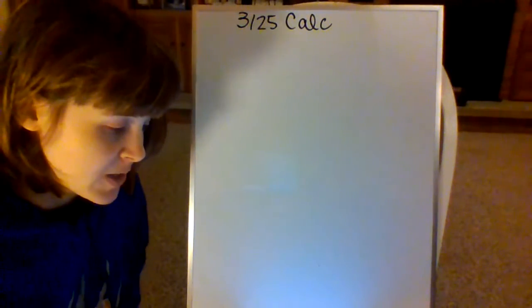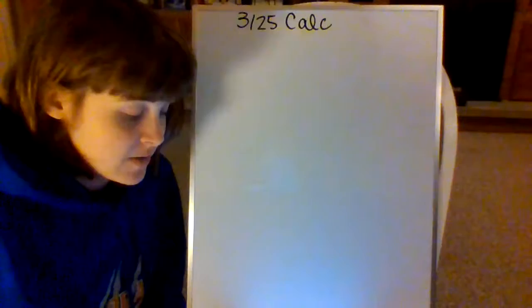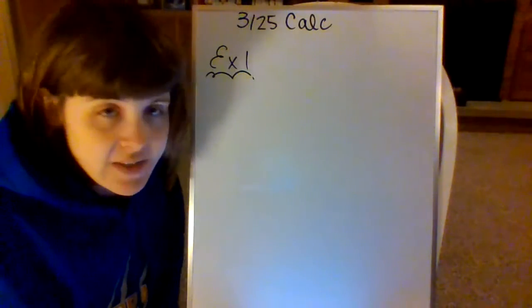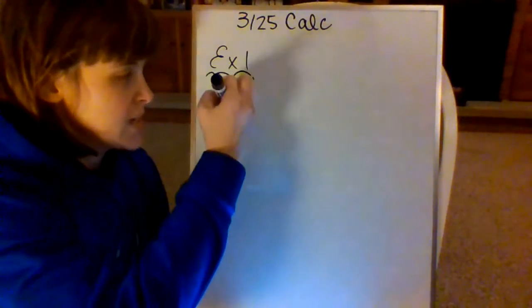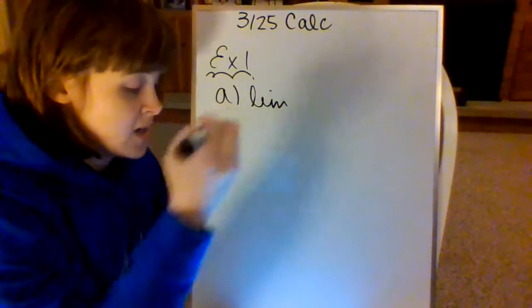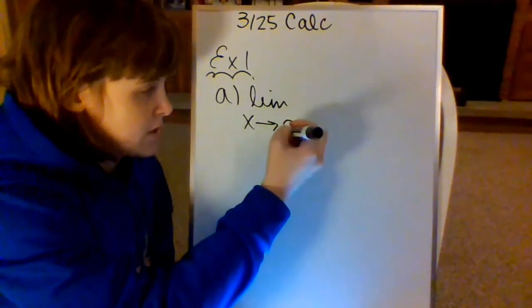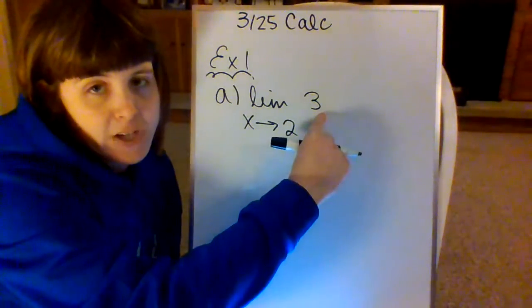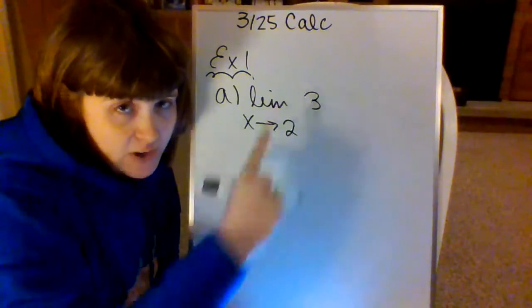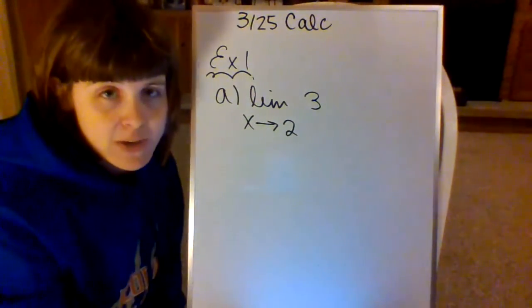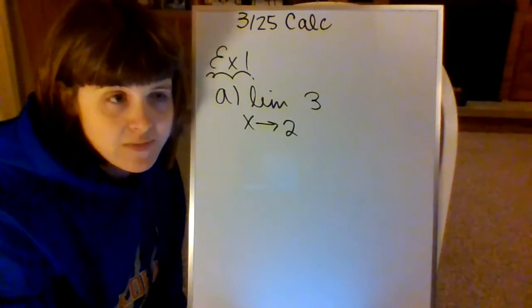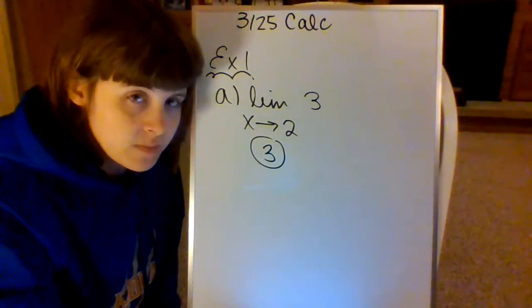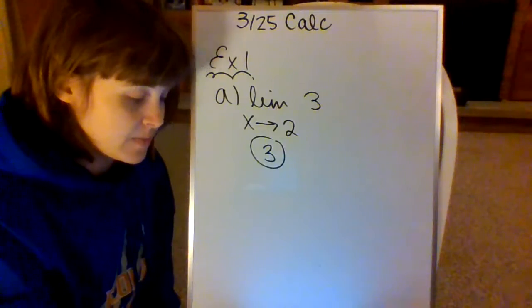Okay, so we're going to go to example 1. Example 1 on your notes looks like this. It says evaluating basic limits. The first one says find the limit as x approaches 2, and our function is simply the number 3. Well, there isn't an x in our function for me to plug 2 into, so the limit is just 3 because that function is always equal to 3. It's just the number 3. So this one equals 3. Okay, so that's part A.